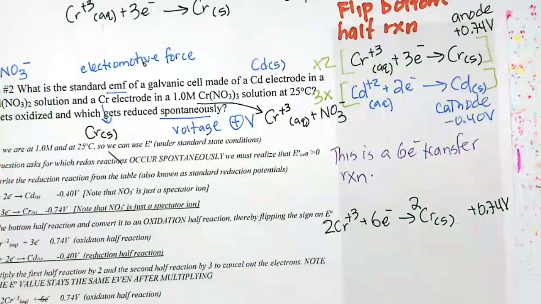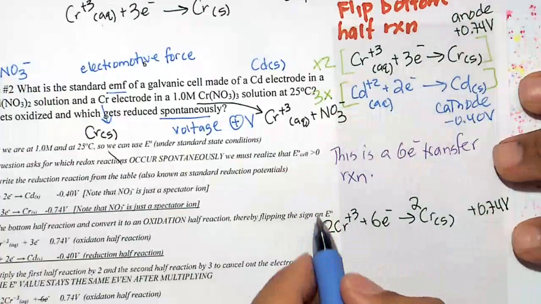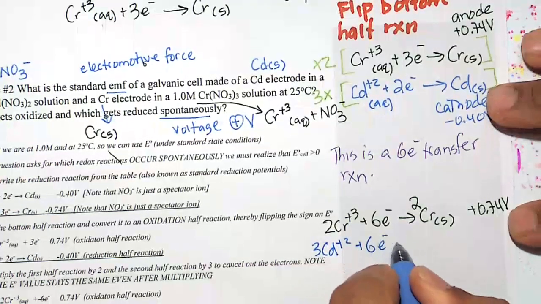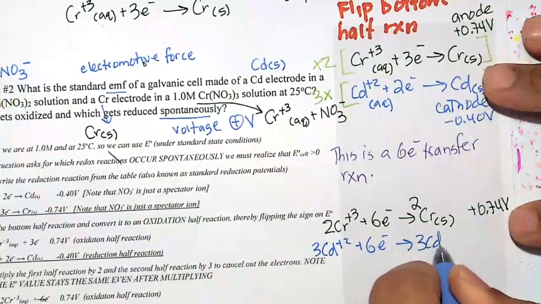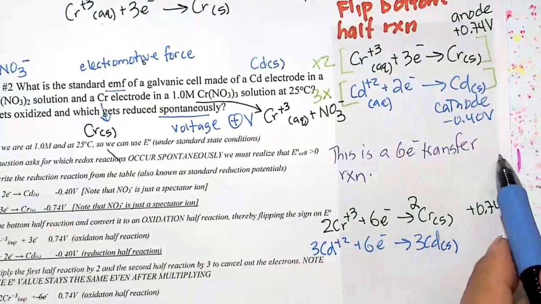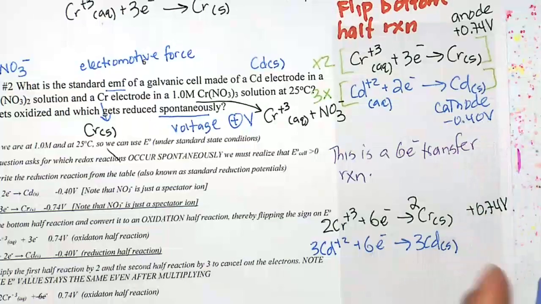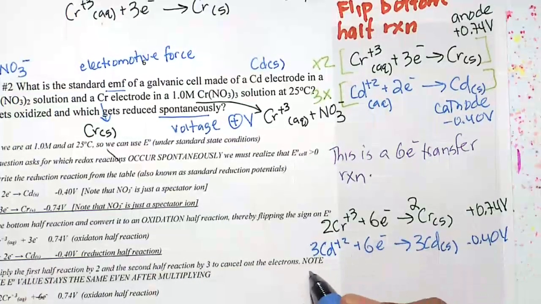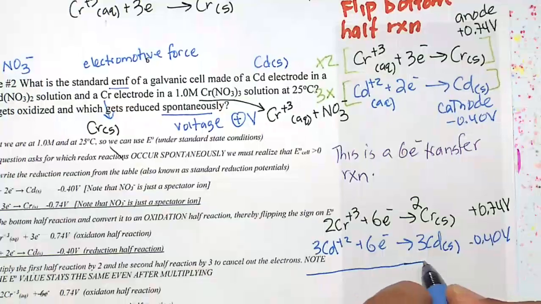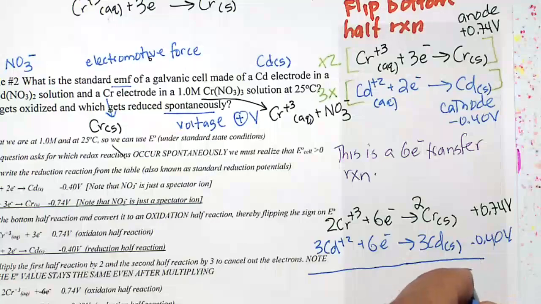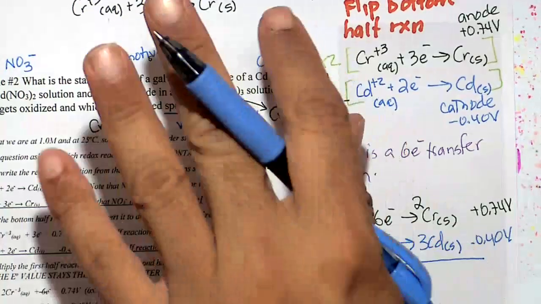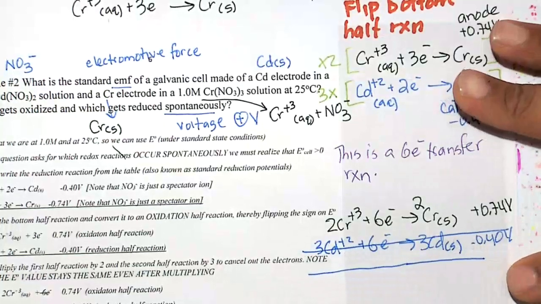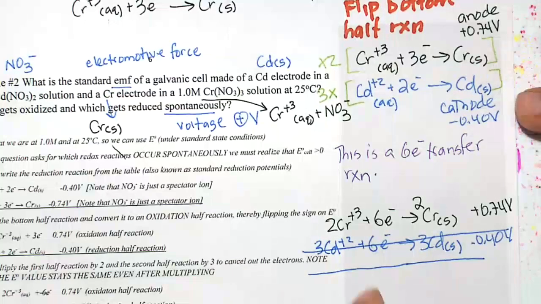In blue we have the cadmium. We're going to multiply this by 3 to cancel out the electrons. I multiplied this by 3. What is my voltage? Same. Minus 0.40 volts. Good job. You have to flip one. Flip the bottom half reaction.